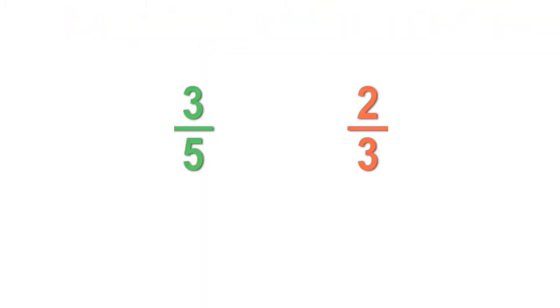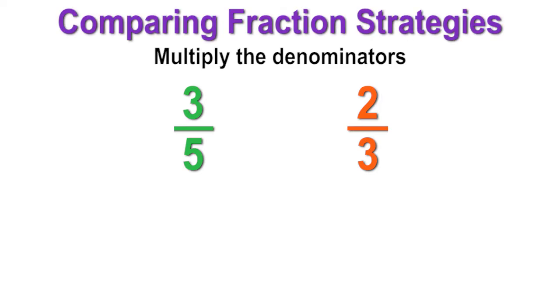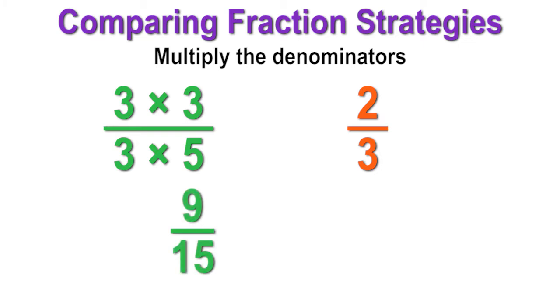Let's compare this fraction set, 3/5 and 2/3. Immediately, we recognize that 3 is not a factor of 5. So another strategy that can be used to find common denominators is to multiply the denominators. To do this, we would multiply the numerator and denominator in 3/5 by 3, the denominator of 2/3. This creates the equivalent fraction 9/15.